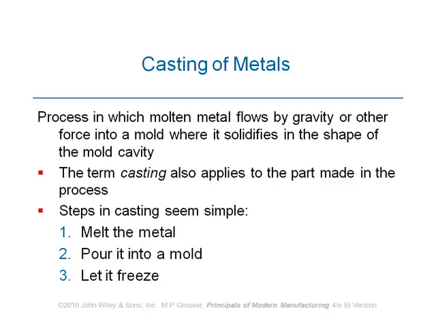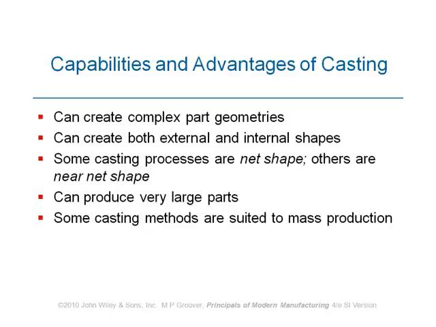Well, the whole mechanism, as explained down here, in casting of metals occurs in 3 steps. Step 1, melt the metal, step 2, pour it into a mold, and then eventually let it freeze. The whole mechanism is very simple. However, there is a lot of information and knowledge in this process, which we are going to make ourselves familiar with.